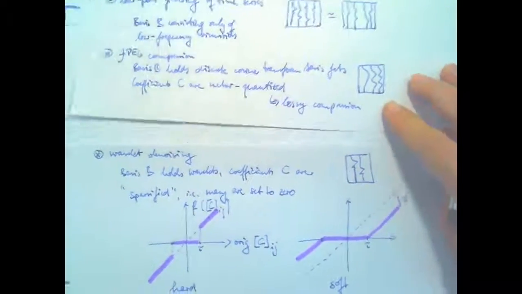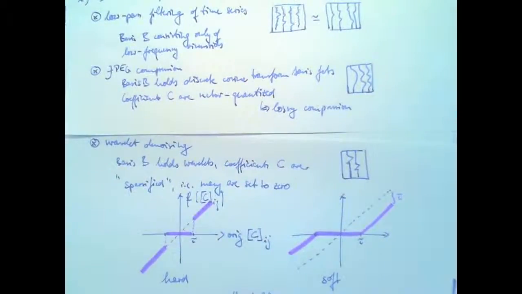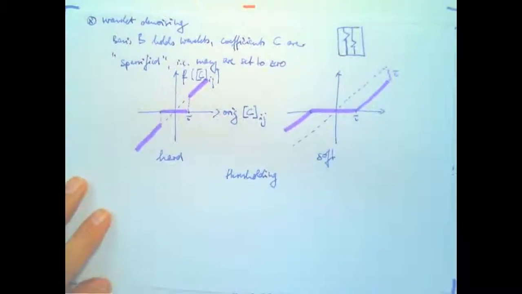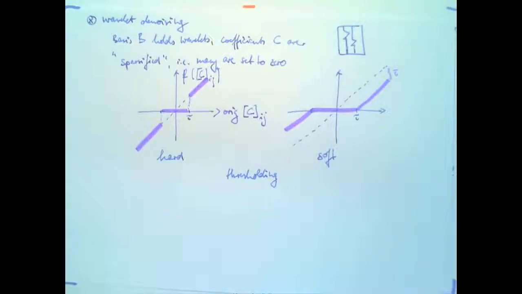So there you go. That's wavelet denoising, and that's a very useful method, both for images and for music also. Okay, and MPEG, or let's say the MP3 format, that would be something similar to the JPEG system, but for time series rather than images.